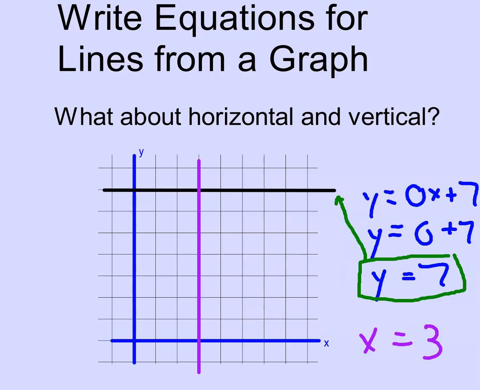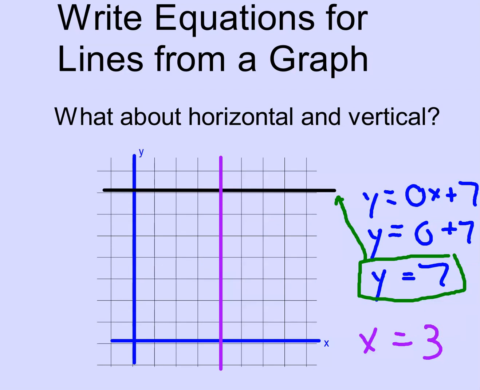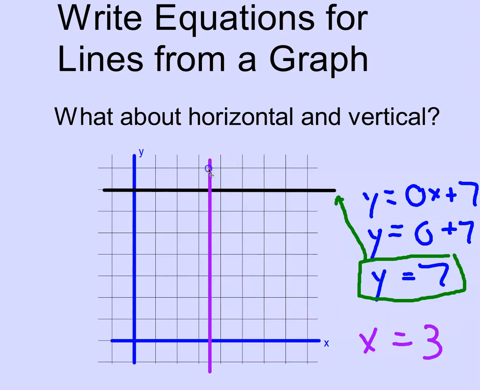If I move it to somewhere else, if I put it over here, now all the x's equal 5. Now all the x's equal 8. Now all the x's equal negative 1. So again, just like on lines that are neither horizontal nor vertical, that's called oblique, the equation describes the line. Here, all the y's equal 7, so y equals 7. Here, all the x's equal 3, so x equals 3.